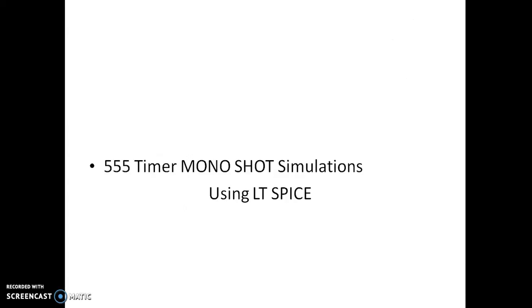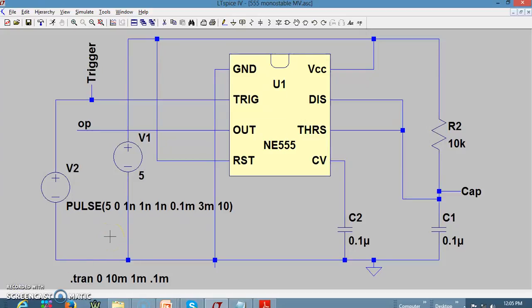Now we shall see some simulations of the monostable using the 555 timer using LTspice. I can see this is a monostable multivibrator rigged up using the 555 timer. You can see the same pin functions of the 555 timer. Pin number 1 is ground, 2 is trigger, 3 is output, 4 is reset, 5 is control voltage, 6 is threshold, 7 is discharge, 8 is VCC.